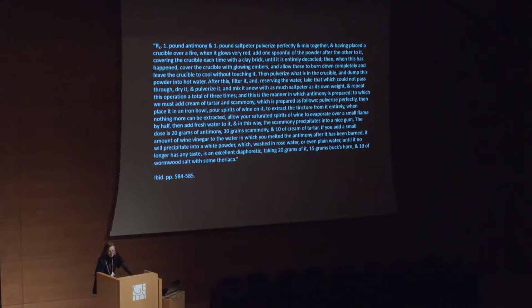Pulverize perfectly, then place it in an iron bowl, pour spirits of wine on it to extract the tincture from it entirely. When nothing more can be extracted, allow your saturated spirits of wine to evaporate over a small flame by half, then add fresh water to it, and in this way the scammony precipitates into a nice gum. The dose is 20 grams of antimony, 30 grams scammony, and 10 of cream of tartar.